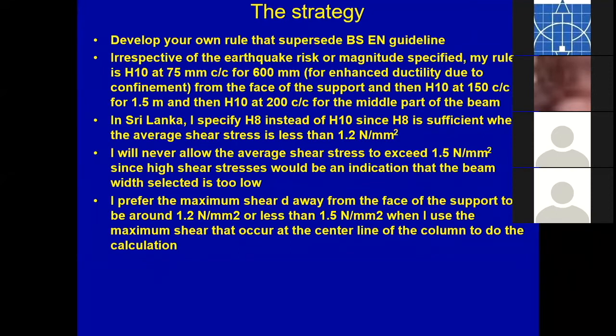Otherwise, if you select a section which is too small, then you will find you need a lot of shear reinforcement. When you need a lot of shear reinforcement, one thing is, it's difficult to fix it. Secondly, it's difficult to pour concrete, and you can end up with honeycombs. Because of that, we like to have a minimum spacing like 75 millimeters when it comes to shear links. And in most of my designs, I use something like 75 millimeters close to the beam column junction.